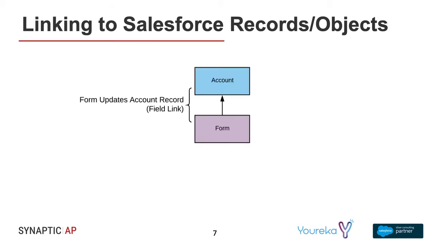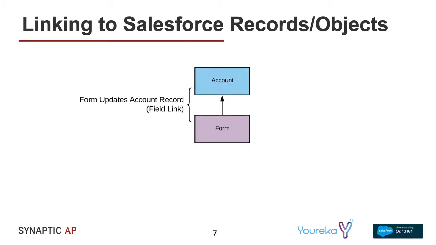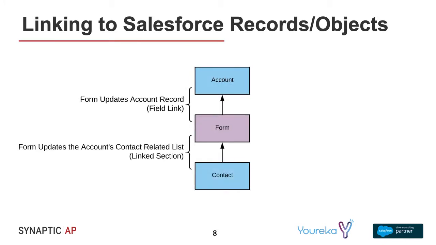I'm going to go back to my PowerPoint here, and I want to talk about the other example where I said linked sections. This is where we're able to update related lists. So the most simple example would be we're updating the account inside of Salesforce, but maybe I also want to update many different contacts for that account on a single form. That's what a linked section would be for. So as we think about our initial relationship where the form record is looking up to the account, if I want to update contacts inside of this form, I need to allow for a link section to do that.